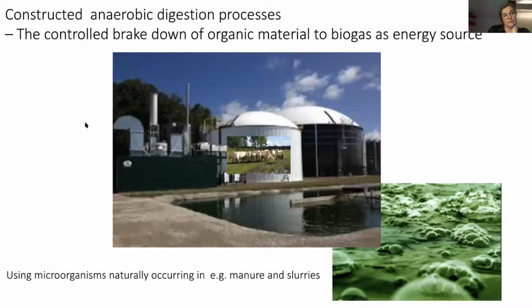Nowadays, at least in our hemisphere, we use quite controlled anaerobic digestion processes. Here we control the breakdown of organic material to biogas and use this as an energy source. And you can start this process with naturally occurring microorganisms, which you can find in manure and slurries.